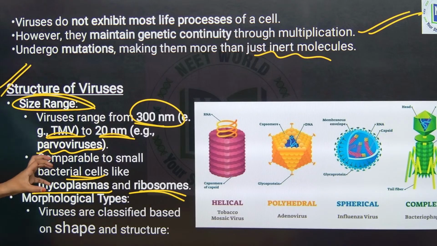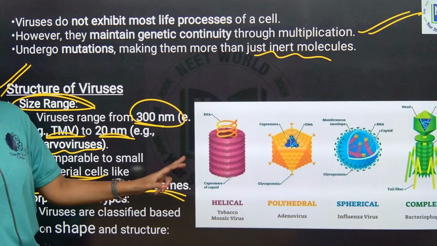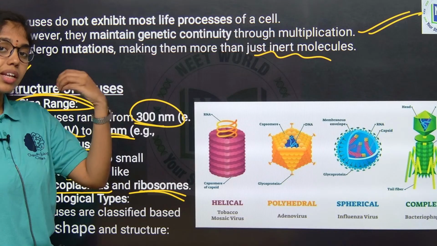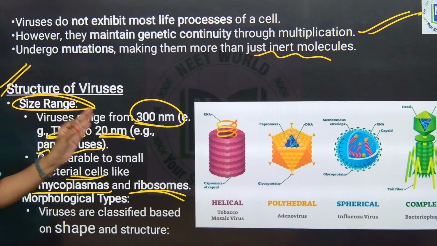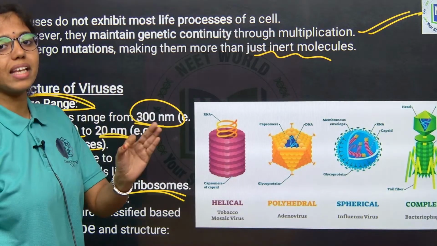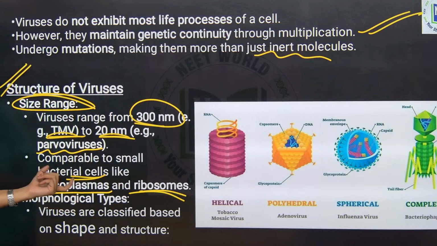These are small cellular organelles, right? Ribosomes are membrane-less organelles found in eukaryotic and prokaryotic cells. Mycoplasmas are wall-less bacteria which are the smallest living cells. So we can compare virus size with small bacterial cells like this.